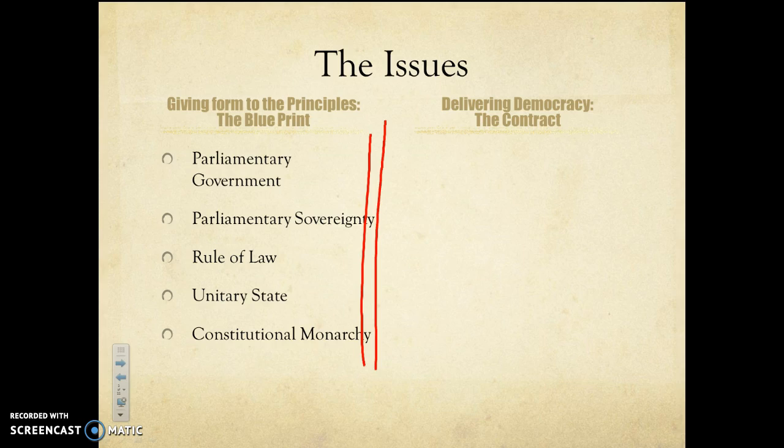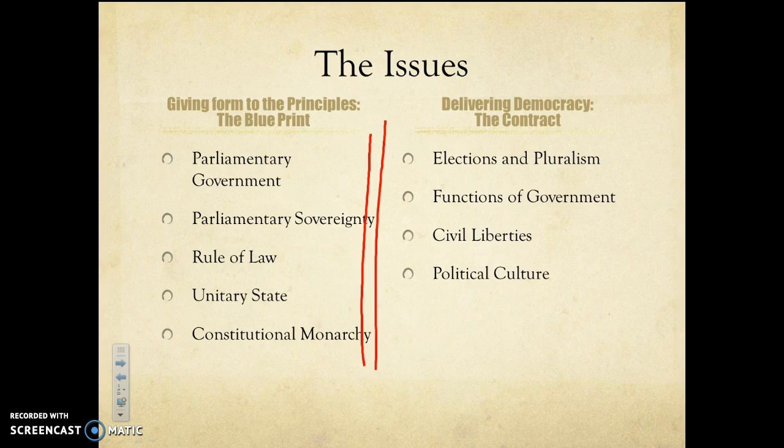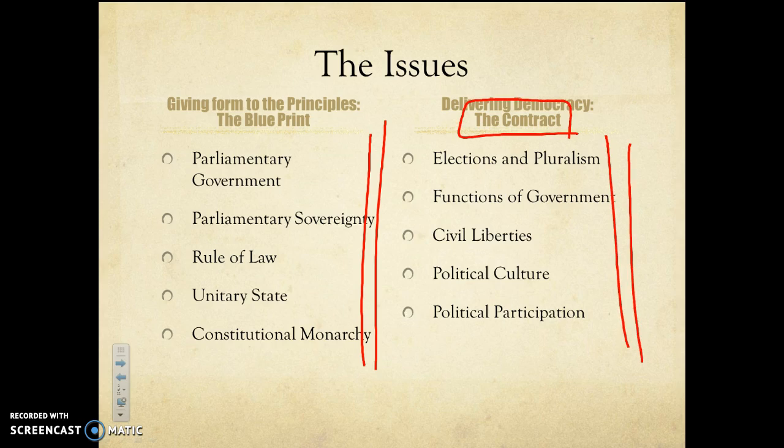The other way we can look at it is the way in which it delivers a contract. And I'm thinking here particularly about democracy. To what extent does our Constitution deliver a democratic state? And of course, you'll know all of these from the Economist Intelligence Unit, and so this is the matrix that we're going to use for evaluating the contract. So if we're looking at the contract, we're going to look at the EIU. If we're looking at the blueprint, we're going to look at the principles.